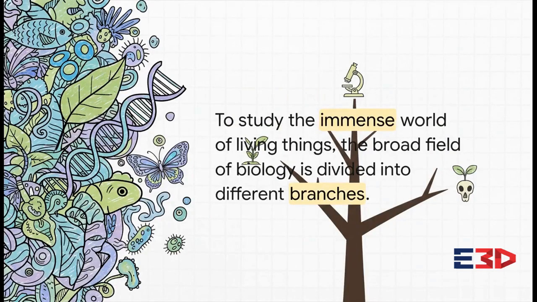Well, the answer is actually pretty clever. We do what we always do when faced with something huge and complex. We break it down. Think of it like a giant, sprawling family tree. To get a handle on the immense world of living things, we divide the huge field of biology into different branches. Each branch focuses on one specific piece of the puzzle. And that's how we start to bring a little order to the beautiful chaos of life.